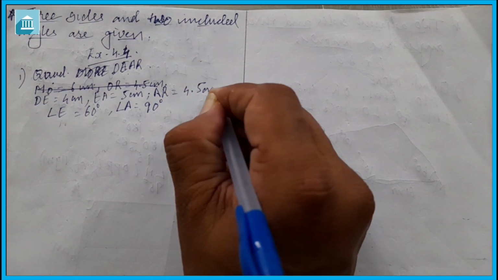Now we have to draw a quadrilateral DEAR whose three sides are given and two angles are given. Three sides mean DE is given 4 centimeter, EA is given 5 centimeter, AR is given 4.5 centimeter, and angle E is equal to 60 and angle A is equal to 90 degree. Now let us first draw the rough figure.